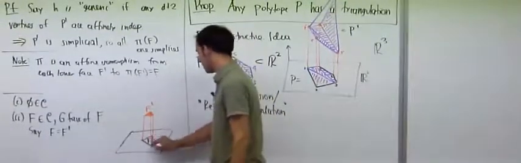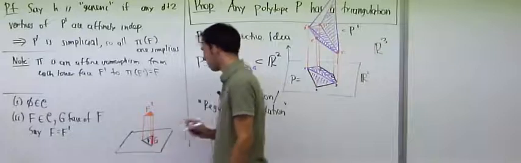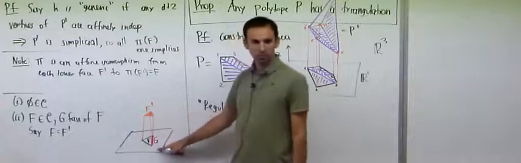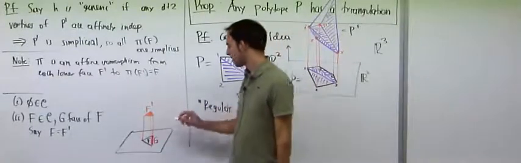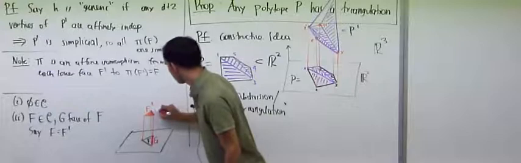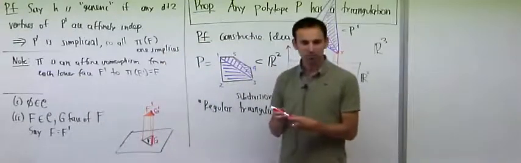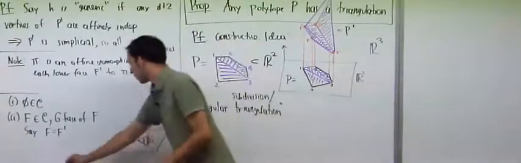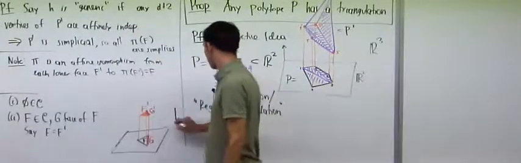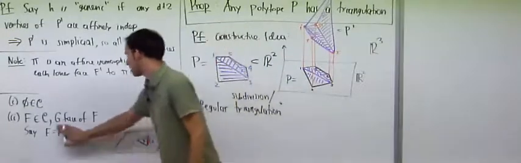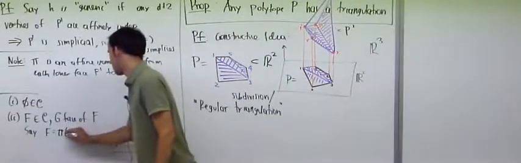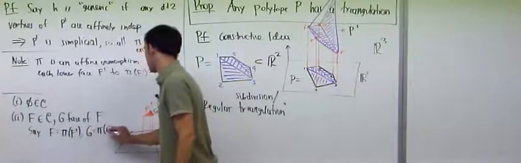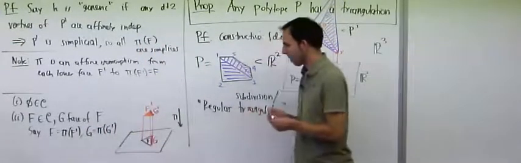Now G is some face of F. But then because these two guys are affinely isomorphic, that means that you clearly have a pre-image here, G prime, which is a face of F prime. Here I have a typo, right? I meant to say F is the projection of F prime, and G is the projection of G prime. Okay?